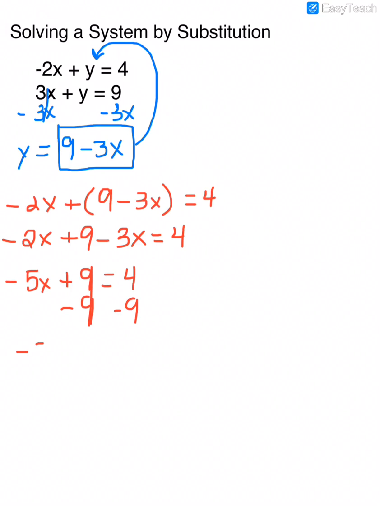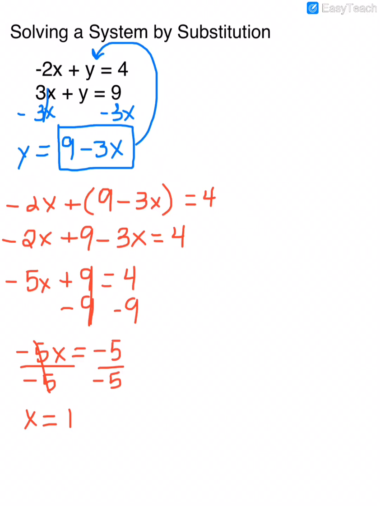So that gives me negative 5x equals negative 5, divided by negative 5. So x equals 1. Okay, we're not done because we're looking for the point where the two lines cross. That's the solution to a system, the point where the two lines cross. That's why our solution is always an ordered pair.